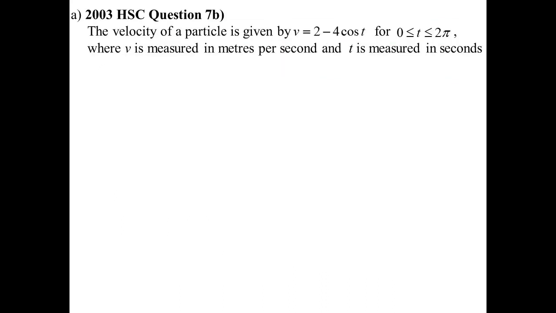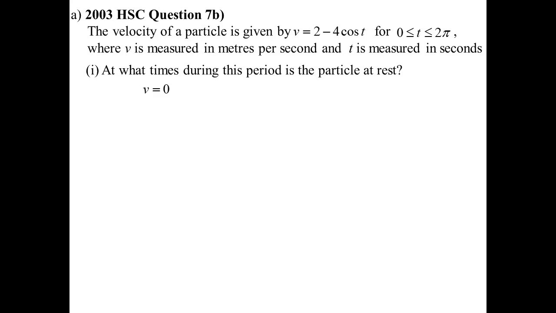All right, let's have a look at this HSC question. The velocity of a particle is given by 2 minus 4 cos t, and v is measured in meters per second, well, as most velocities are. At what times during this period is the particle at rest? Well, we know it's at rest when the velocity is equal to 0. So if I can solve that, cos t is a half.